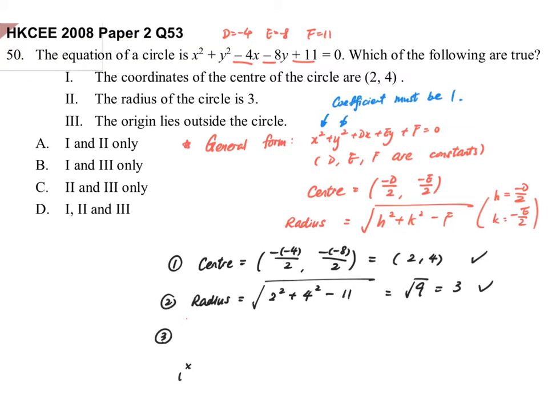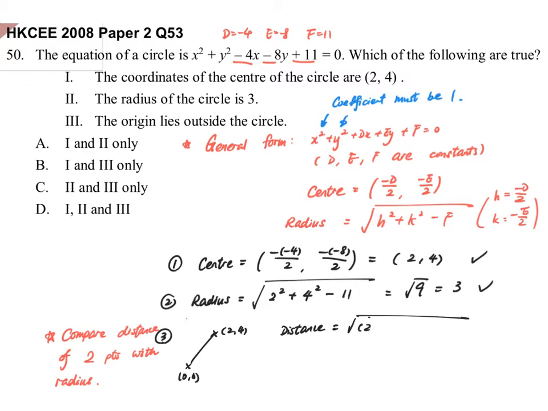Statement 3. To determine whether the origin 0, 0 lies outside the circle, we compare the distance with the radius. The distance between 2 points is square root of 2 minus 0 squared plus 4 minus 0 squared. We have square root 20, around 4.47, which is greater than 3. So the origin lies outside the circle. So statement 3 is correct, and all 3 statements are correct. So the answer is D.